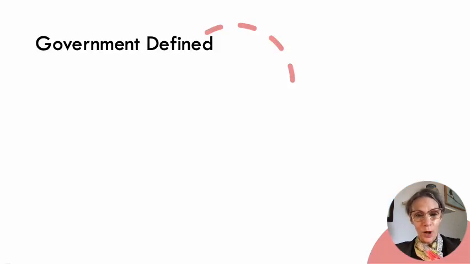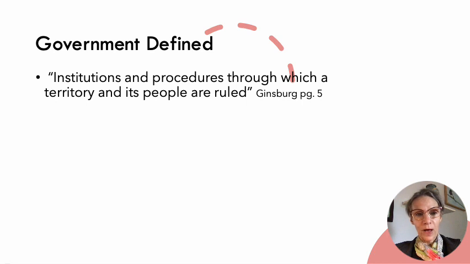So your textbook offers a very simple, but I think comprehensive definition of government. Your textbook defines on page 5 that government is the institutions and procedures through which a territory and its people are ruled. I like that definition because it's very broad. It's not telling us that government has to have so many institutions or specific procedures. Institutions that govern over any sort of territory and people fall into that definition of government.